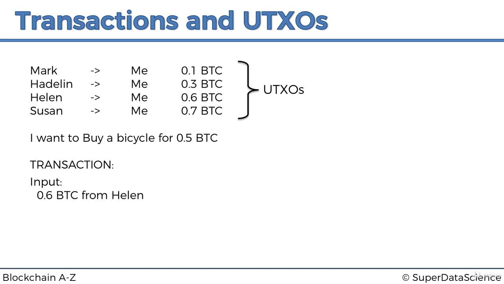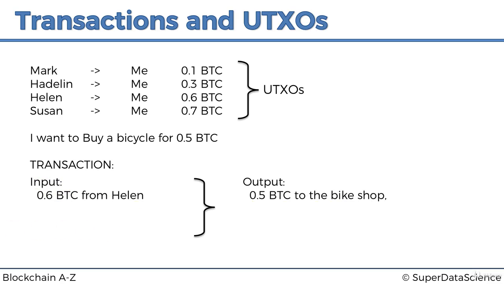So we're going to pick the 0.6 BTC from Ellen that I received. I need to come up with 0.5 BTC. This is everything I have available. I'm going to take this one because it's the closest to 0.5. I'm going to take the 0.6 BTC I received from Ellen, and then I'm going to send 0.5 BTC to the bike shop. And the rule is that there cannot be any unused outputs. Anything that goes into the input, the full amount has to go into the output.